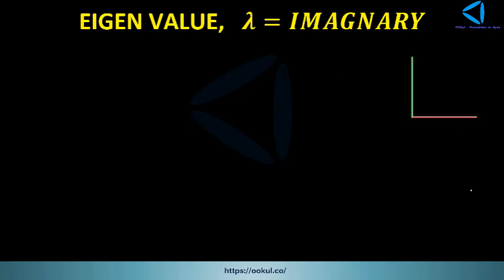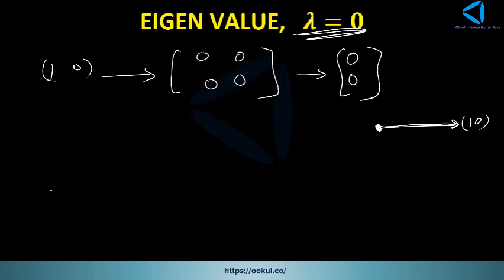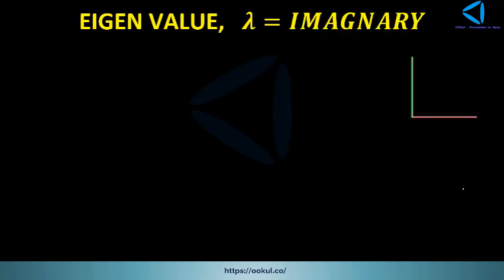So moving forward, now you have lambda equal to positive 1, lambda equal to negative 1, and lambda equal to 0. Is the story complete for eigenvalues? Wait, no. One more important thing is pending: lambda imaginary. Yes, lambda can be imaginary. First we will see an example and then we will discuss this imaginary lambda.